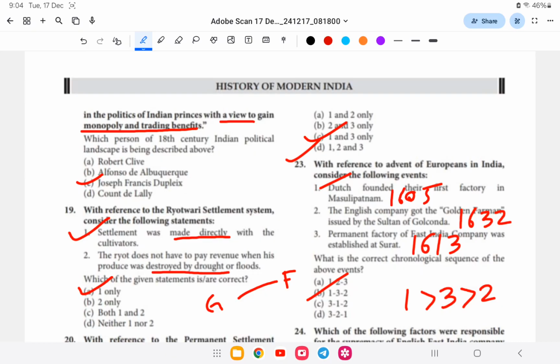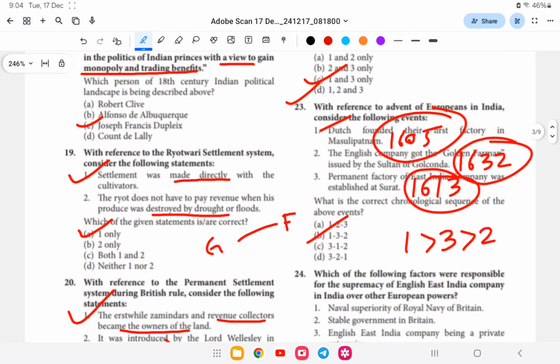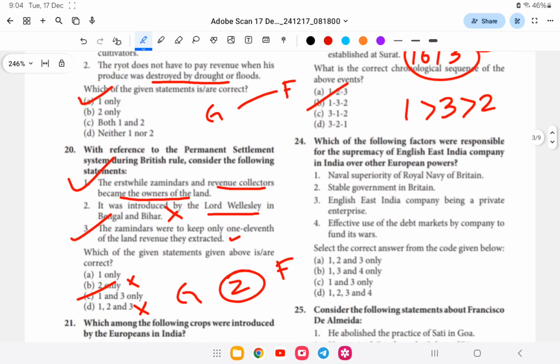So Masulipatnam, in 1605, the Dutch established a factory. Permanent factory of the East India Company at Surat was established in 1613. And the Golden Farman was given by the Sultan of Golconda in 1632 to the English. Next, question number 24.